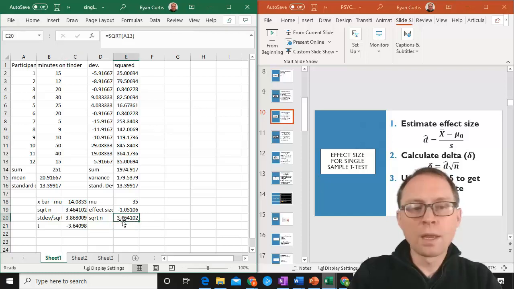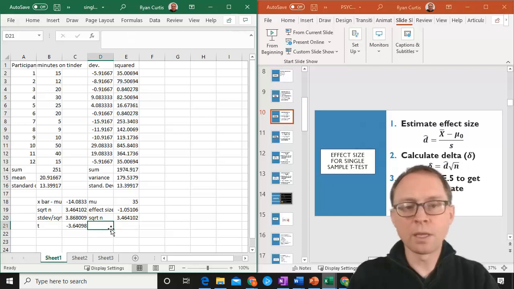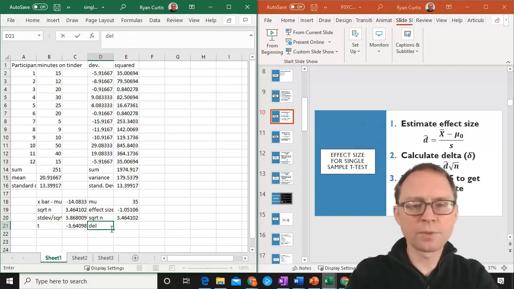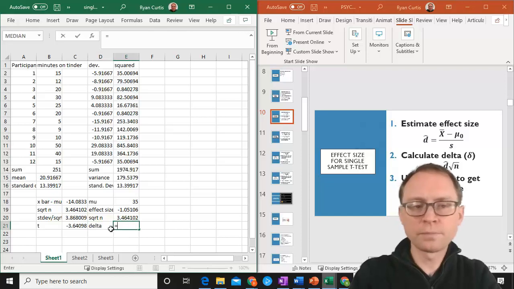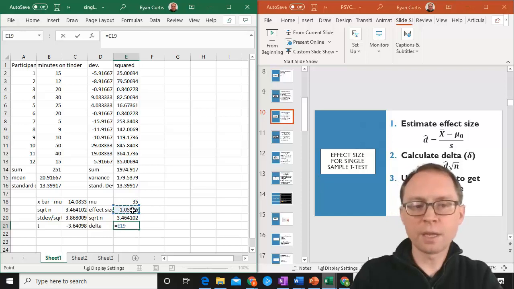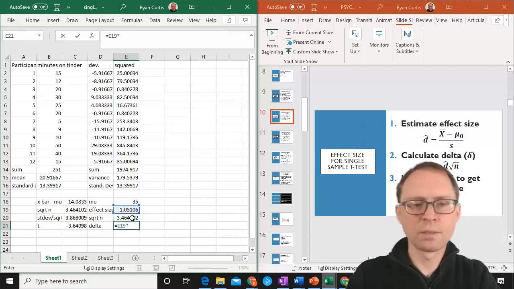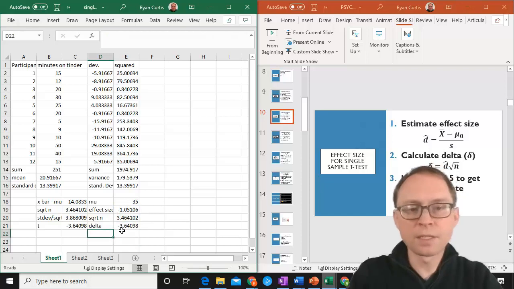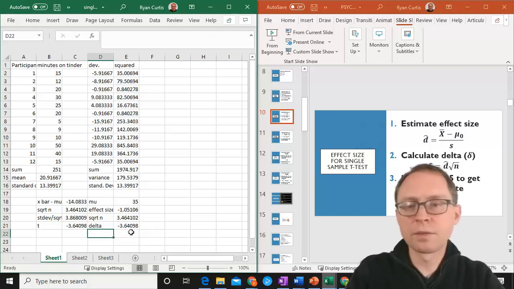All right. Now, instead of dividing the effect size by the square root of n, I'm going to multiply the effect size by the square root of n. And I'm going to get lowercase delta. That's what that squiggly weirdness looks like, the lowercase delta. It is the estimated effect size times the square root of n. When you do this, we get a delta of negative 3.64.